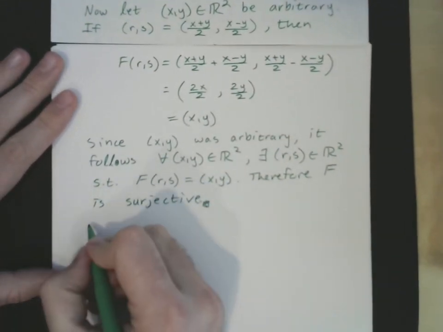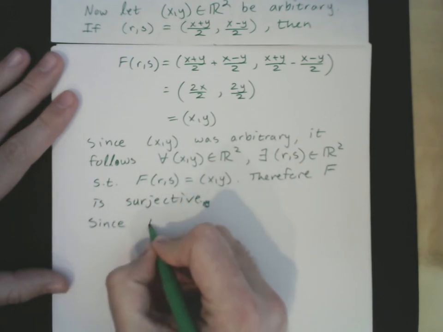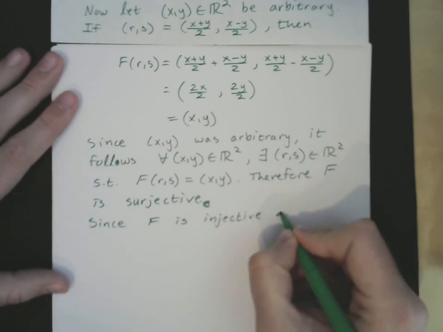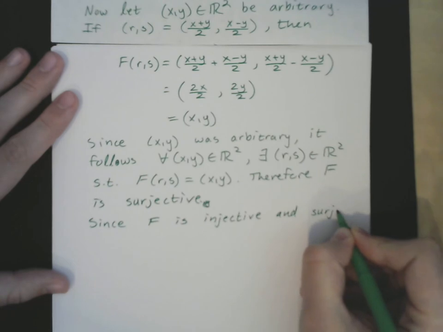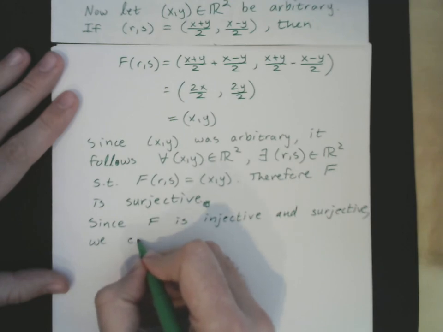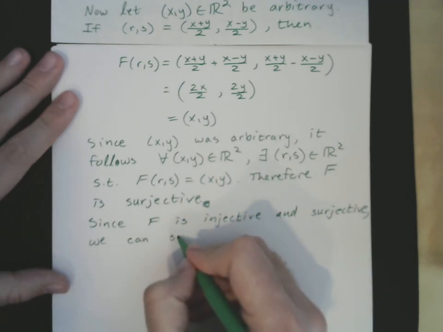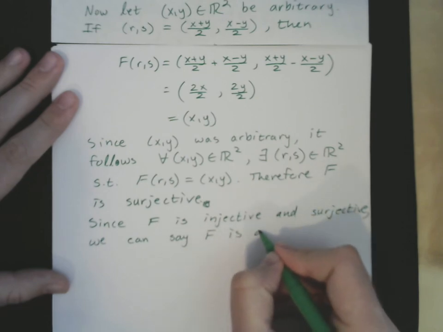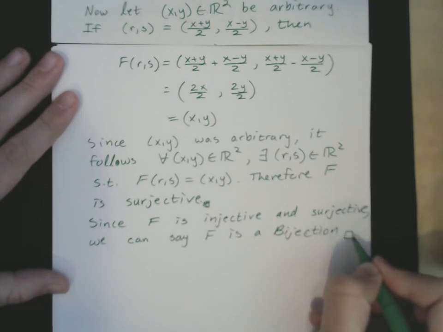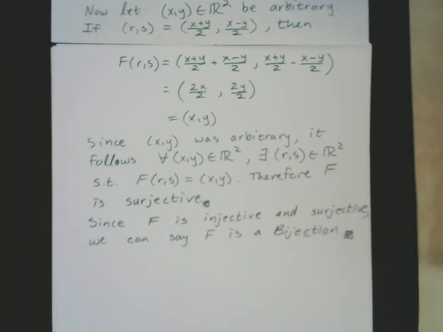And the last part: since f is injective and surjective, we can say f is a bijection, which is the ultimate end of our proof. So we have to prove injectivity and surjectivity all at the same time. And that's the end of our proof.